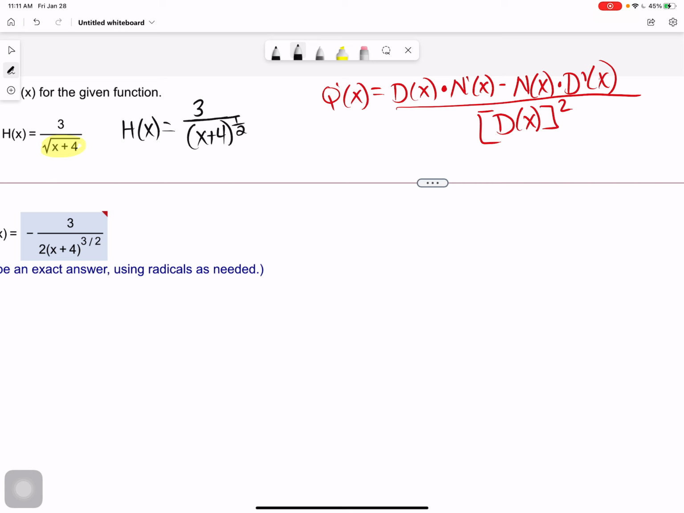All right, so to apply that for h prime of x, what would that look like? That will be the bottom, x plus 4 to the 1/2 power, the bottom times the derivative of the top. The derivative of the top is 0.